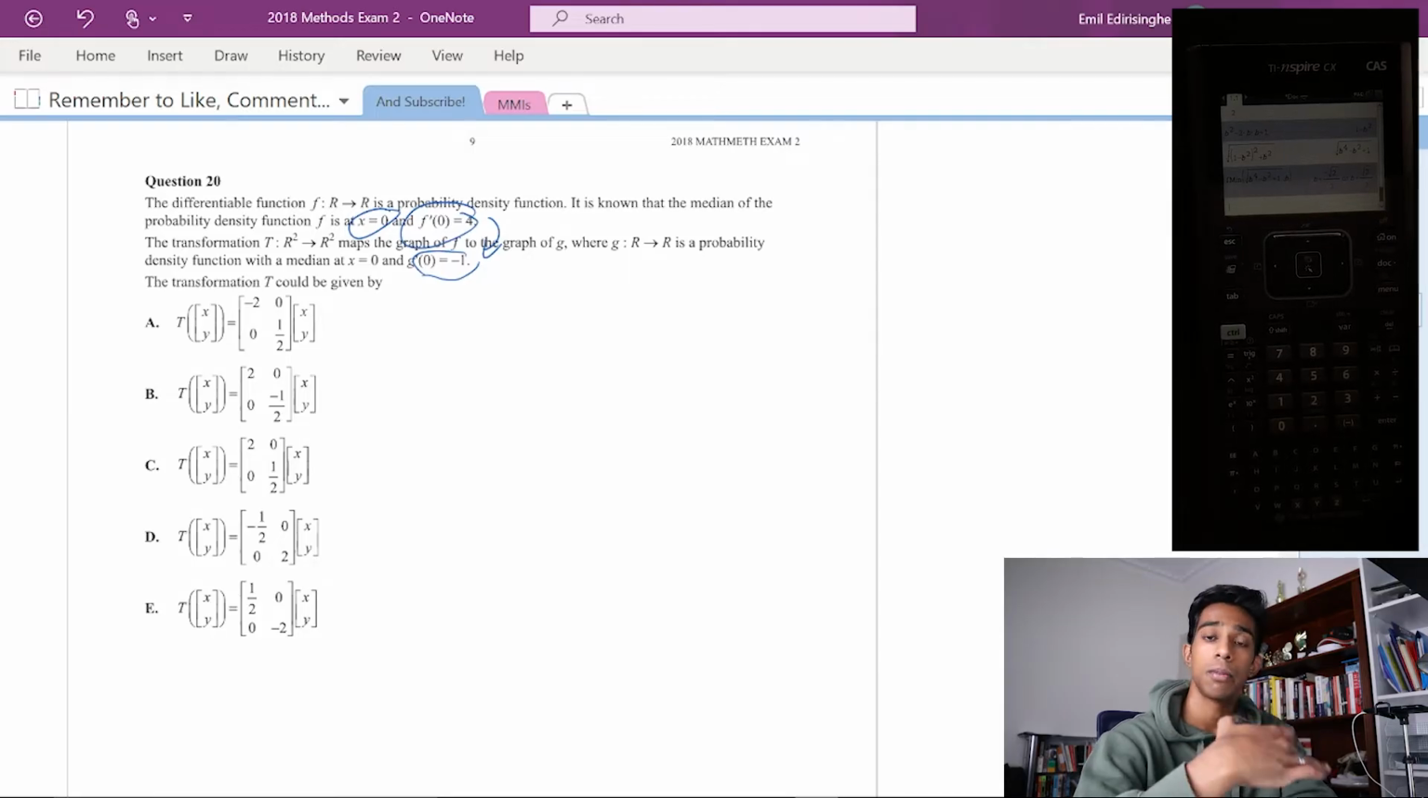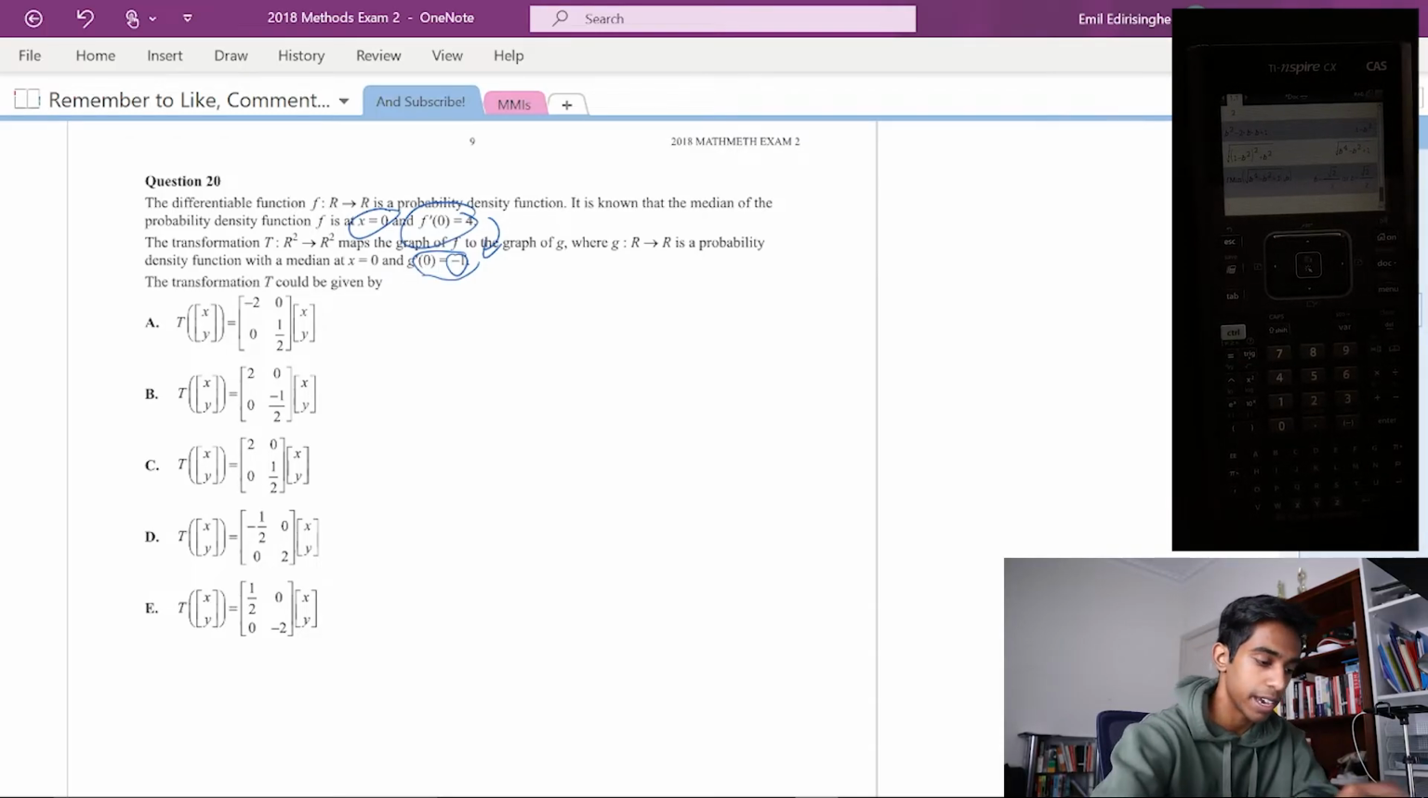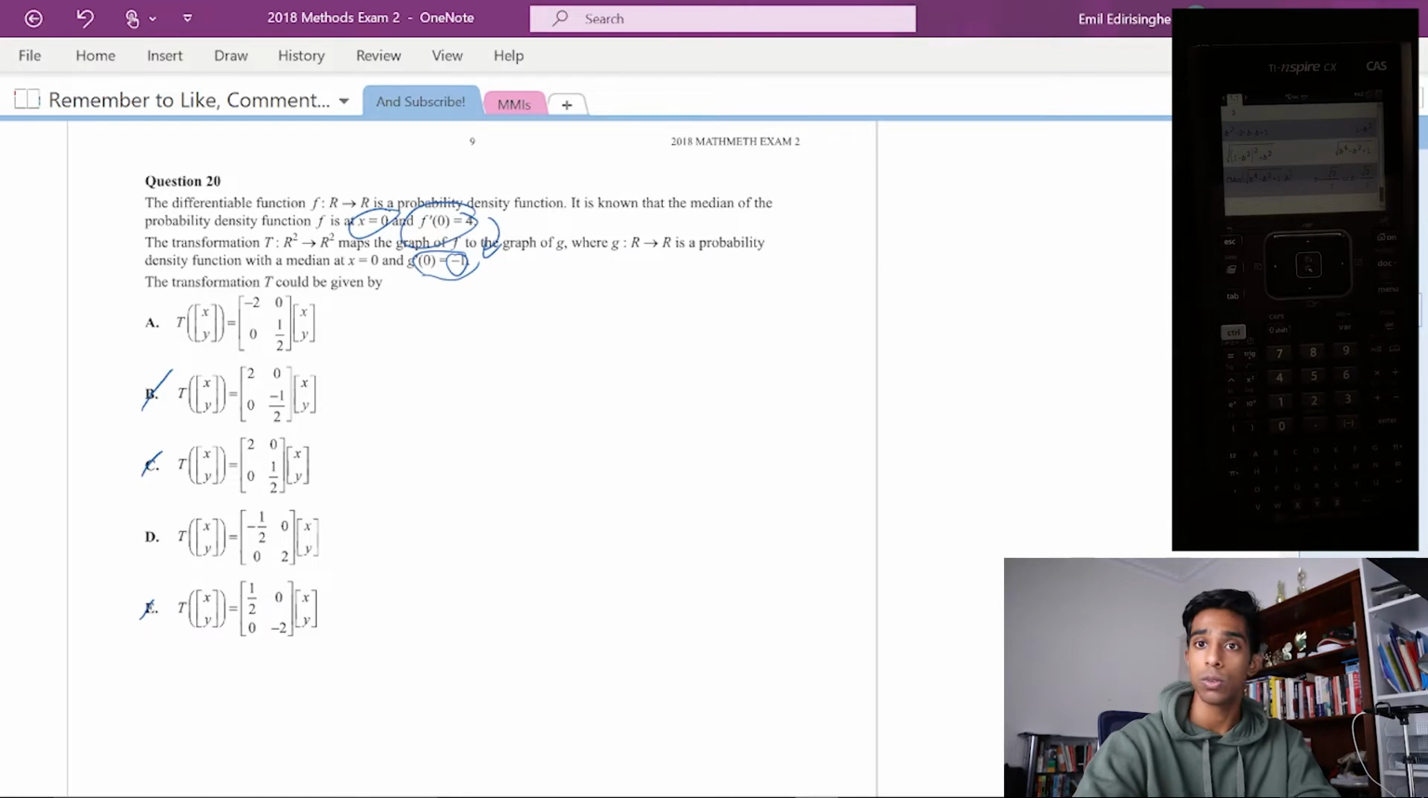And because it's a probability density function, the negative here can only come from a reflection in the y-axis, because if you reflected it in the x-axis, there would be a negative probability, which is impossible. So therefore we know that it can't be C and it can't be B or E because they all reflect in the x-axis. So now we're essentially looking for which one out of A and D is correct.